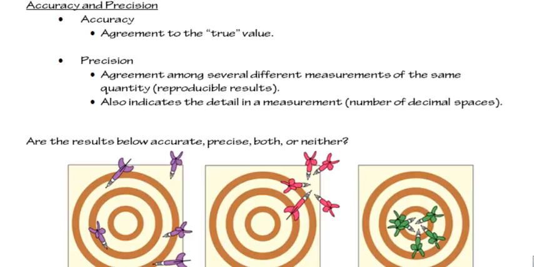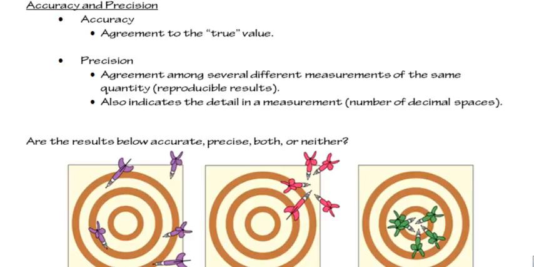Well done. So with accuracy, again, there's usually some kind of right answer that we're trying to confirm in the lab. Maybe we've done some stoichiometry and we know this reaction should produce 5 grams of copper. If we get 5 grams of copper, our data is accurate.